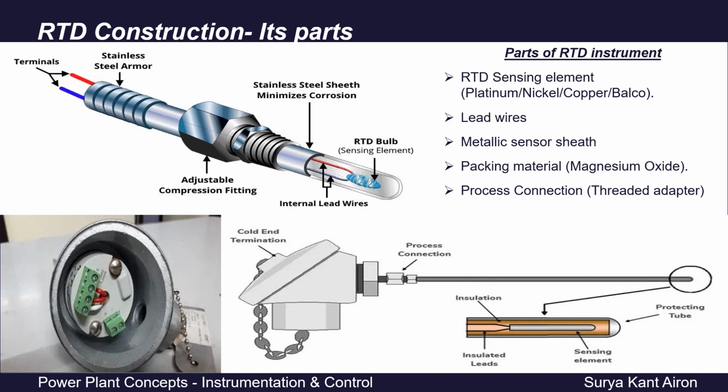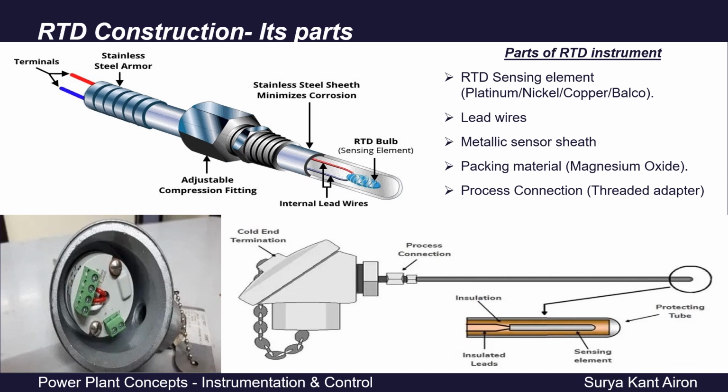On one side of this adapter is threaded to the thermowell, or maybe direct connection to the process pipeline. On the other side of this adapter we use to install our temperature transmitter, or simply a cold end termination for connection to DCS. I hope this construction of basically components of RTD is clear.